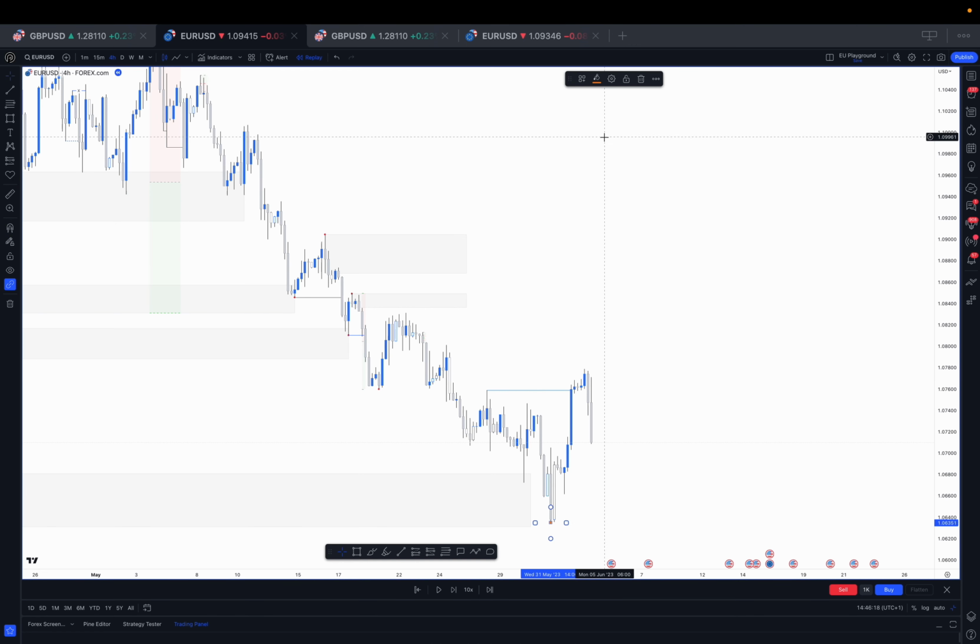Clearly, you can see that the market was trending bearish. Then of course you had all this internal price action, right? And then eventually this high was taken out by this move here. We can see that there, and now price has pulled back.